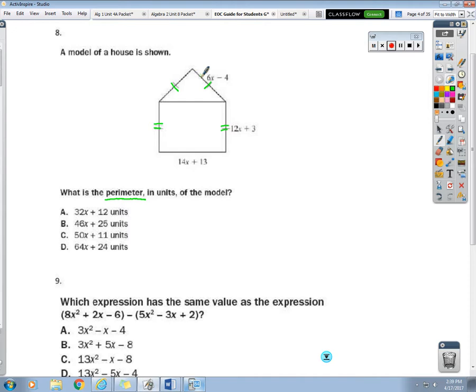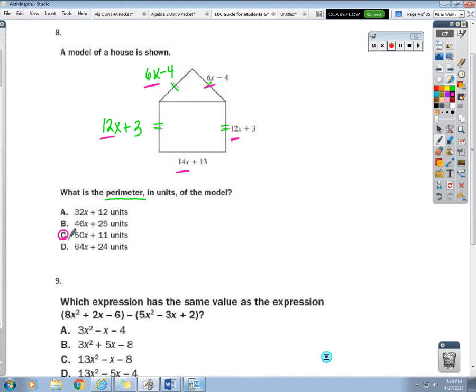So if this side of the roof has 1 notch and this one does as well, doesn't that mean this is also 6x minus 4? And then if this side of the house has 2 and so does this one, doesn't that mean this is 12x plus 3? So now we have all sides labeled. We just have to add them up because that's what perimeter tells you to do. So when you add them up, what do you have to do? You have to combine like terms. So first you would add up all the things with an x, all the variables. And what do all of those add up to be?